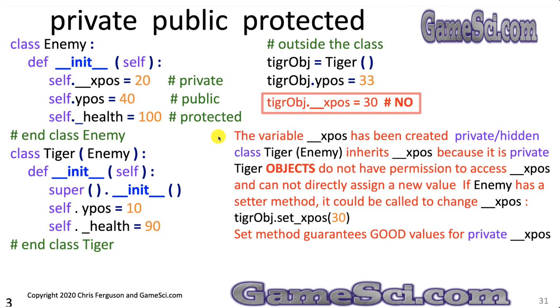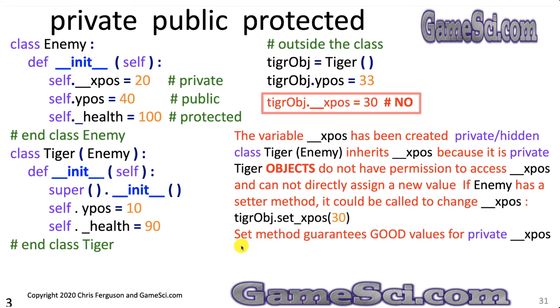Since the variable __xpos has been created as private or hidden, the class Tiger inherits it, but Tiger objects do not have permission to access this variable. __xpos is off limits to Tiger objects, and it cannot directly assign a new value. If Enemy has a setter method, it could be called to change xpos. So for instance, I cannot do this, directly change the variable, but if there was a set method to let me change the variable, I could call the set method using a Tiger object, and it could go ahead and change the variable for me.